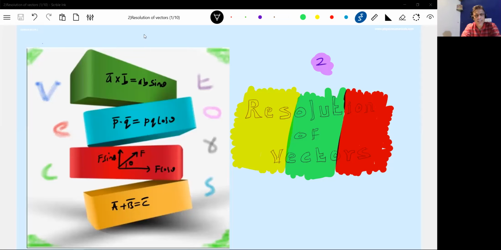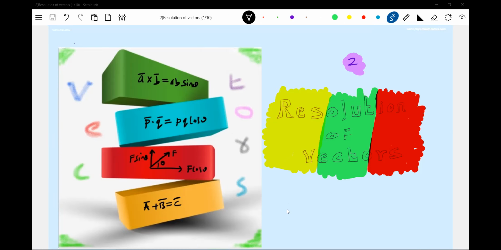Okay, good morning, kids. Once again, in today's chapter on vectors, we are going to discuss the topic of resolution of vectors. The word resolution itself, let us primarily focus on. What do you mean by resolution? What do you mean by resolving? Many things will come.